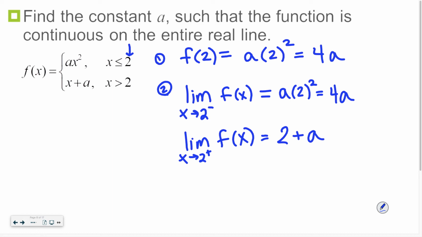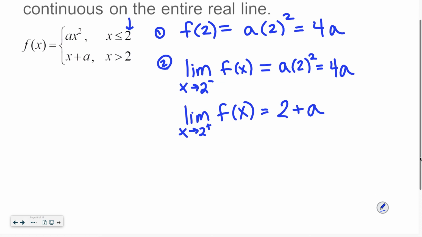Okay. Well, the definition of continuity says we want our limit to exist. So what needs to be true about these two limits? They need to be the same. So we need 4a to equal 2 plus a. Which means a is what?